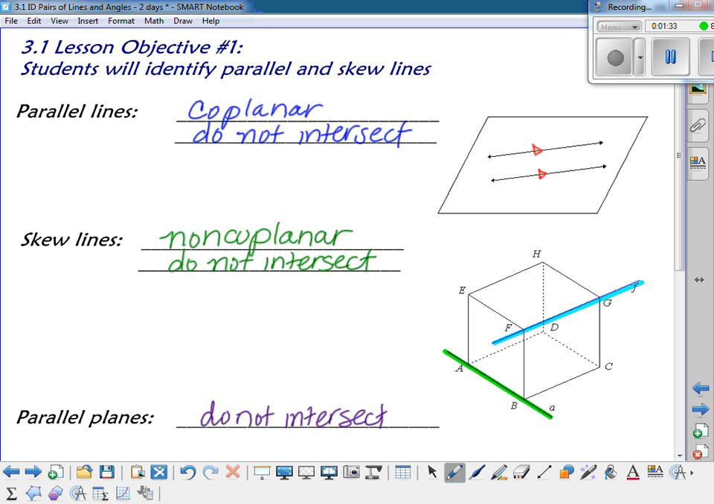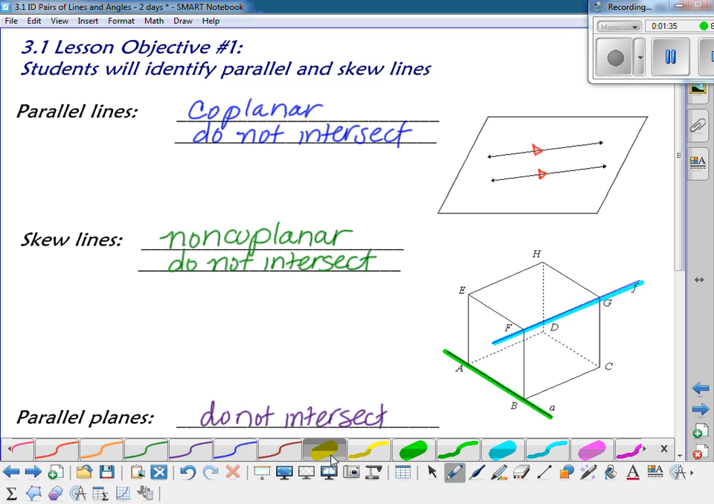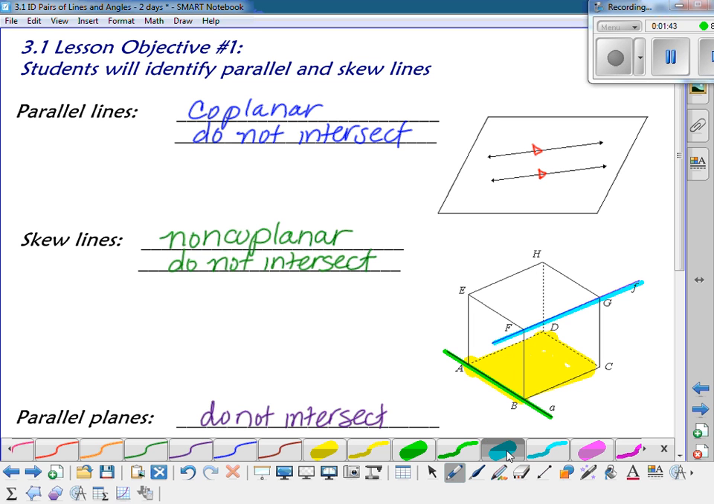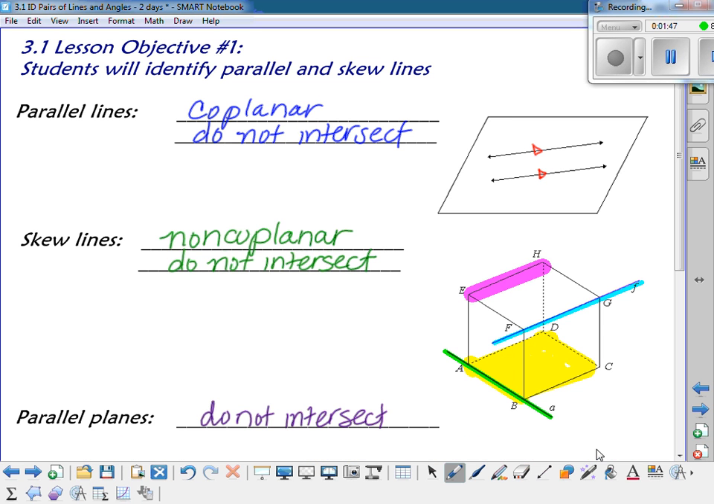So using the same figure on the bottom here, plane ABC is parallel to plane EFG. So those are parallel planes.